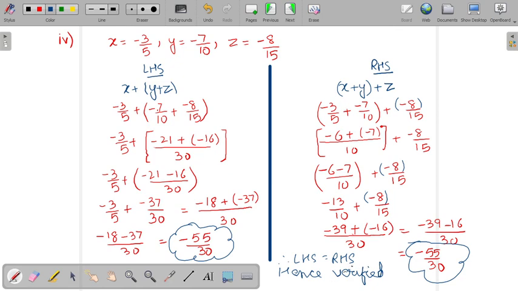So I hope question number 4, which is based on the associative law of addition, is clear to all of you.